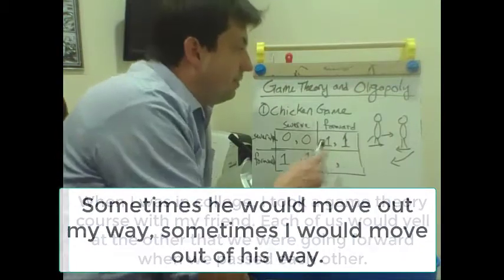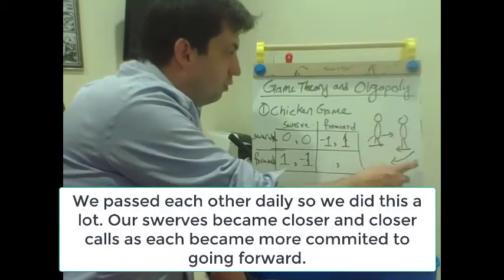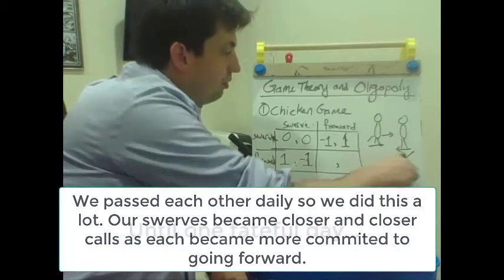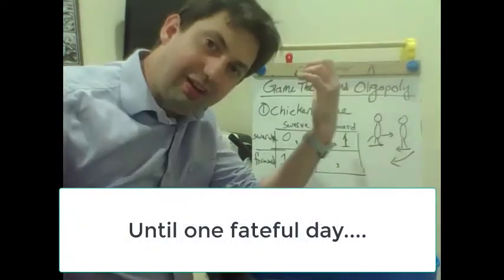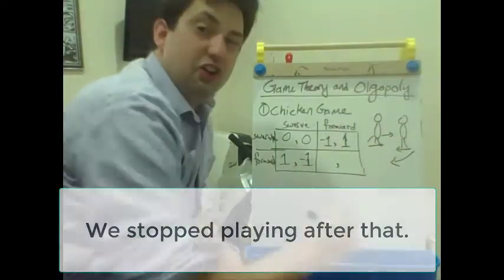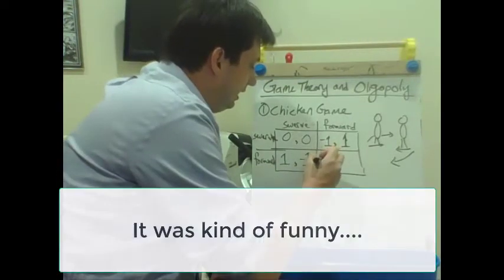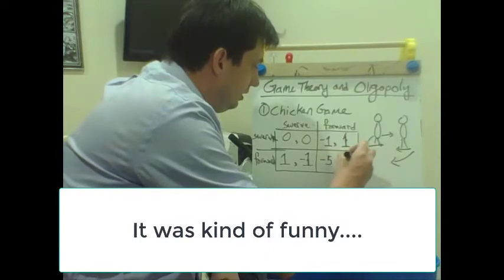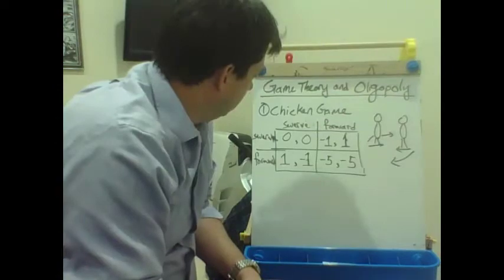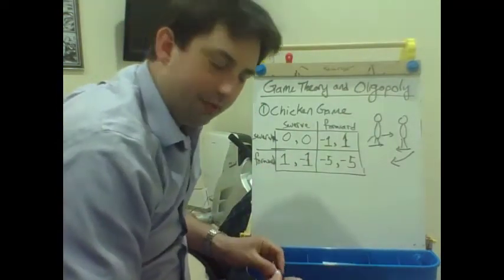Now let's do this last cell. Well, what happens in the last cell when they both go forward? We know what happens if they both swerve, or if one goes forward and the other swerves. But what happens if they both go forward? Well, if they both go forward, they run into each other. Makes a big mess. That's not good for any of them. They look stupid. They drop things. They could get injured, right? It's hilarious. I'm going to give it -5, -5. It's bad for both of them. So here's our basic setup. Let's see what happens.